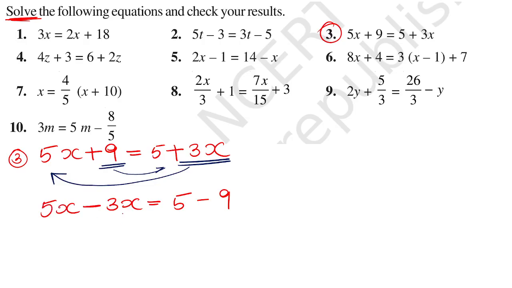Let me write one more step. After that you can ask me doubts. 5x minus 3x is just like 5 minus 3, which is 2, as you know. So 5x minus 3x is 2x. And you studied subtraction and addition in the lower classes: 5 minus 9 is minus 4, not plus 4. But we are not finished. Listen.